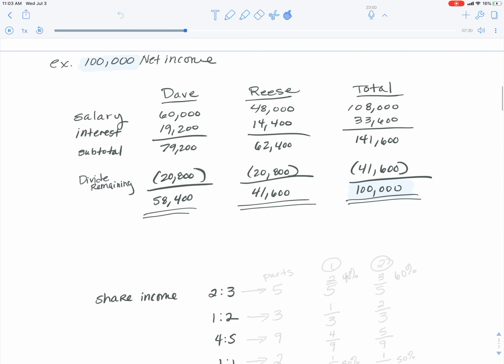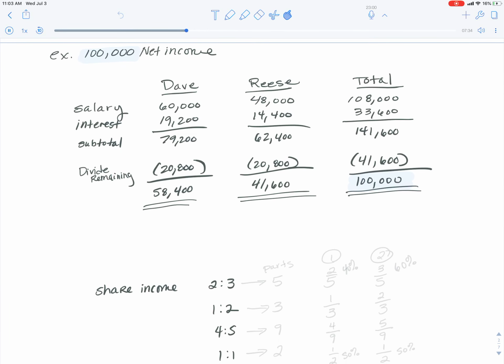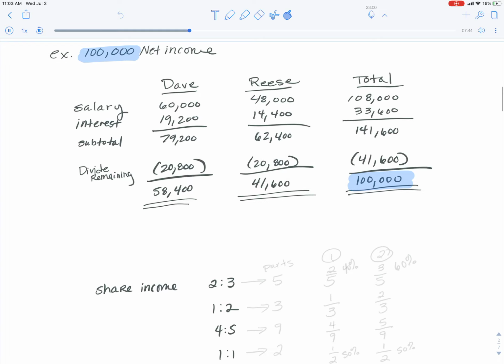Next, I have an example here that you can go through on your own, where instead of 150 that we're going to be splitting up, Dave and Reese need to split up 100. So try that one on your own and then check your answer here.